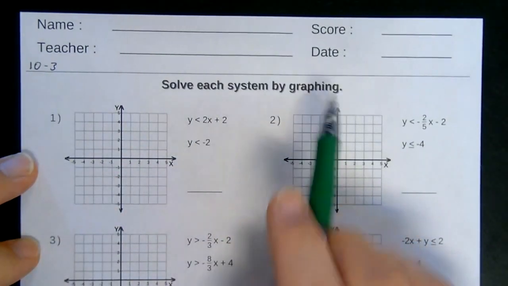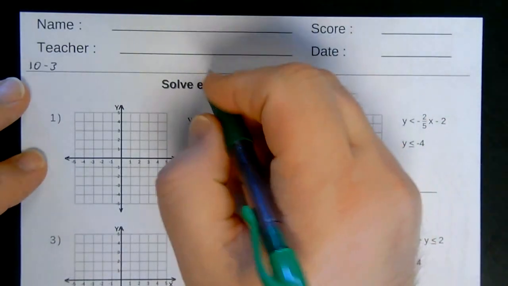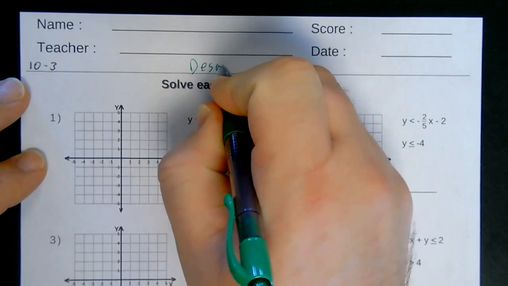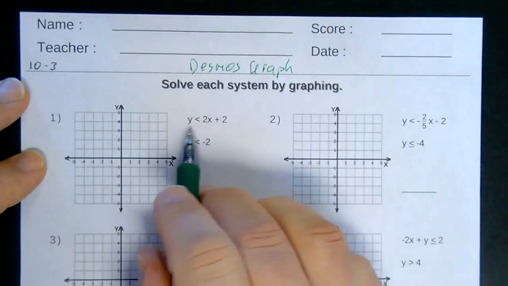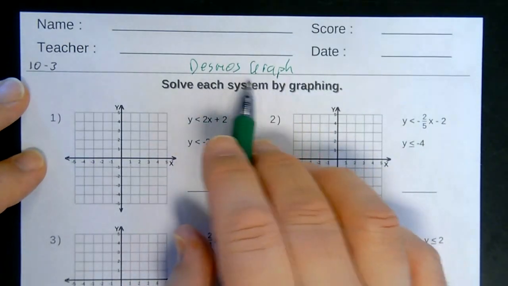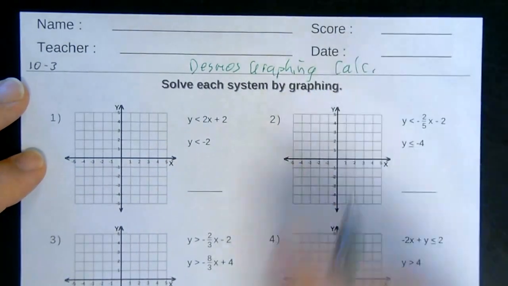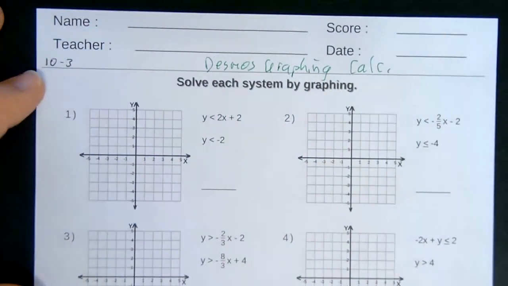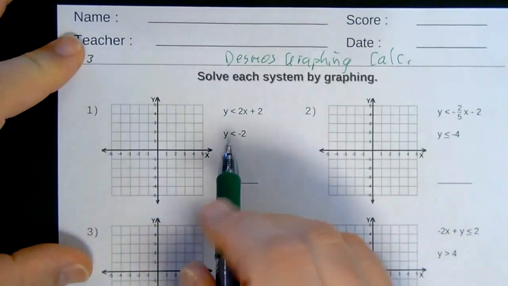Solve each system by graphing. Here's a hint as well. You can use the Desmos graphing calculator on these as well. Just make sure you are selecting the inequalities to use when you graph in Desmos. So you can always verify your answers doing that. I'm going to do some of these by hand, starting with number 1, okay?